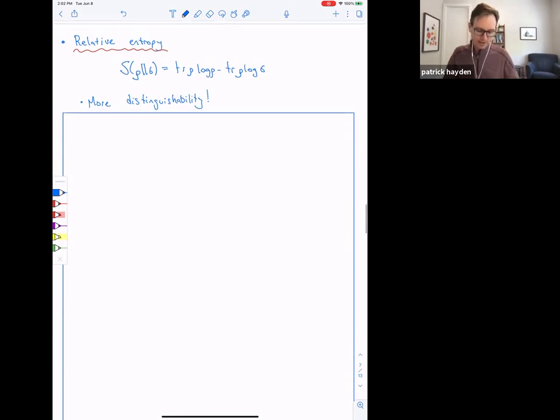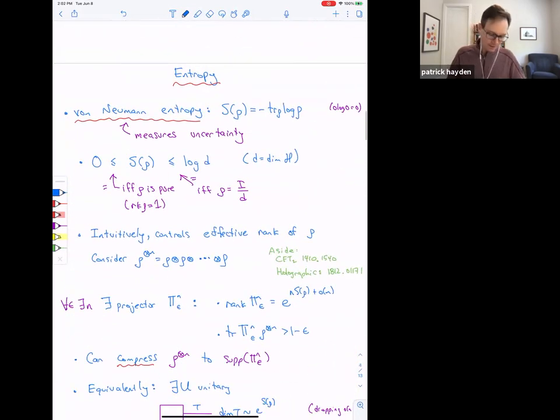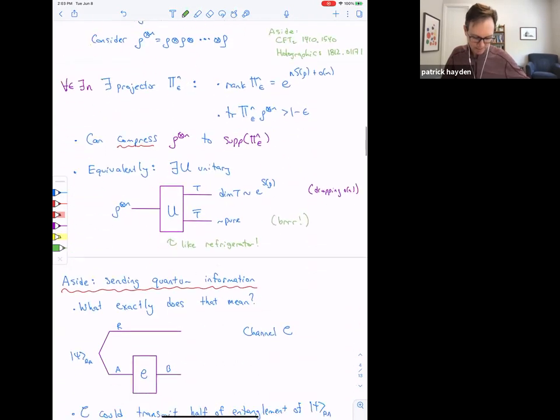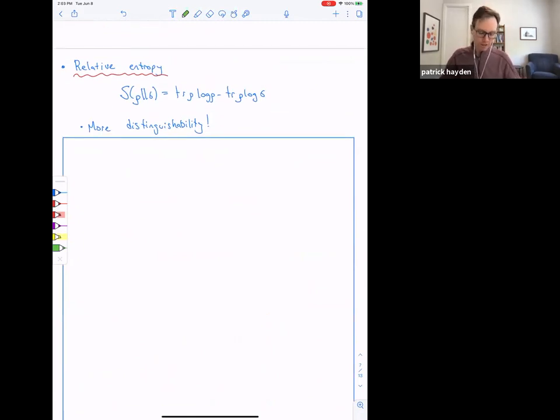Actually, I apologize. Before I move on, I should just point out that in this community, not in quantum information, but among high energy physicists, von Neumann entropy is often referred to as entanglement entropy. Sometimes it measures entanglement, sometimes it doesn't. It always measures uncertainty, but you should just know that if people say the word entanglement entropy, that's what they mean. Now, going back to relative entropy, the trace of rho log rho minus the trace of rho log sigma.